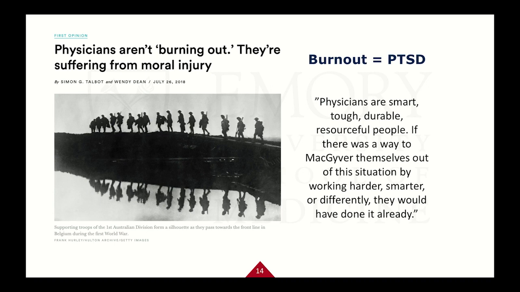And the statement is this: physicians are smart, tough, and durable, resourceful people. If there's a way to MacGyver themselves out of this situation by working harder, smarter, or differently, we will already have done it.